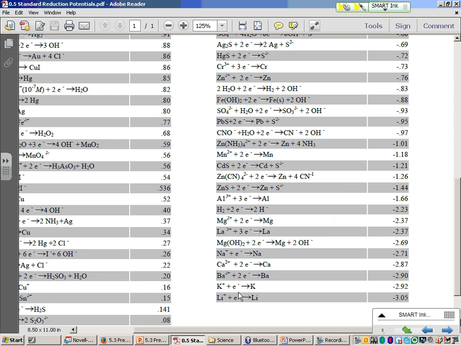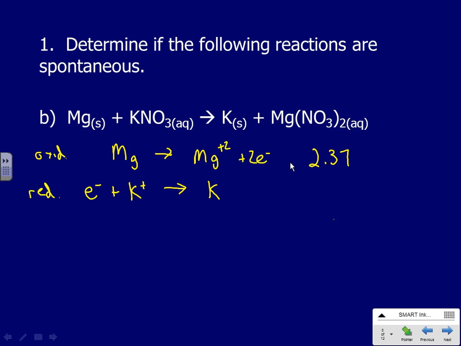And this is the reduction potential. We don't need to change sides. Negative 2.92. And so like I said, it's not necessarily the potential itself, but it's the relative potential. This may want to spontaneously happen, but the opposite pull is so strong that it won't let that happen.